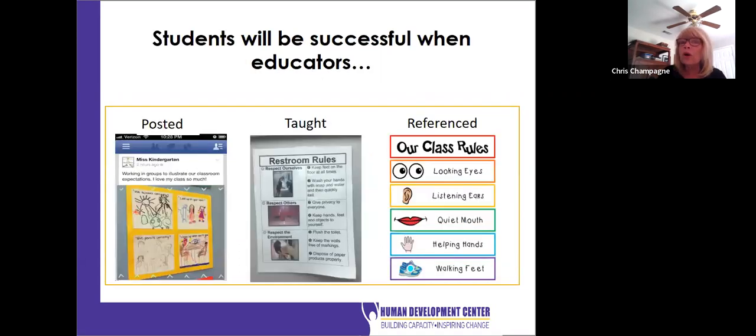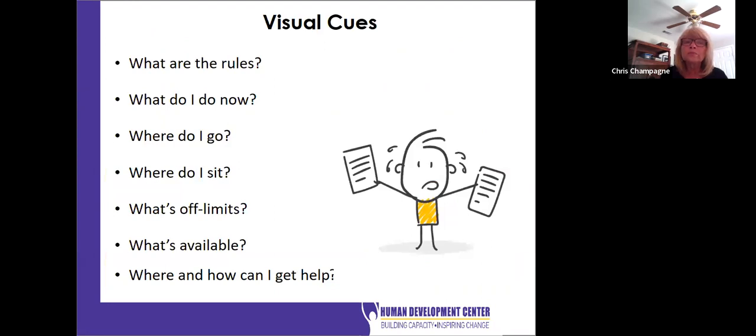So visuals are only successful, though, if they are posted, if they are taught, and then if you reference them throughout the day, right? Just hanging them or posting them is not always magical. It can be, but it's not always. Most of the time, you'll have to teach, you'll have to practice, and then you'll have to continue to reference them during the day. So they become part of the routine.